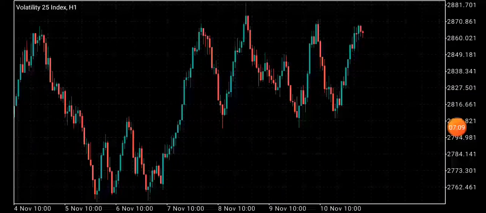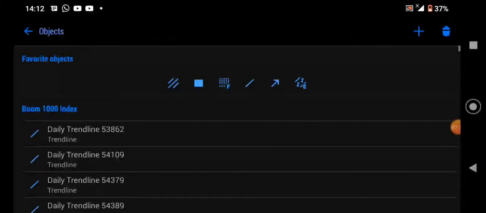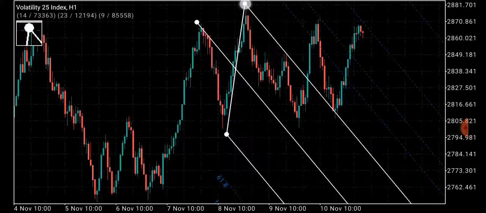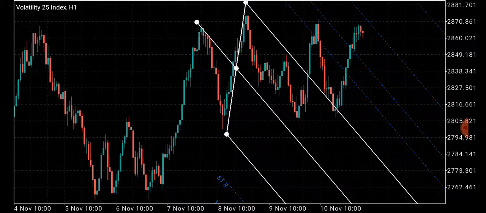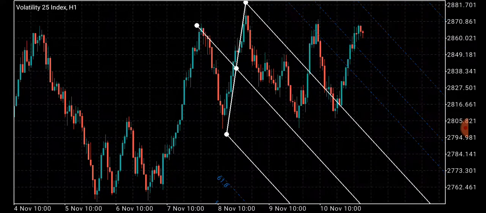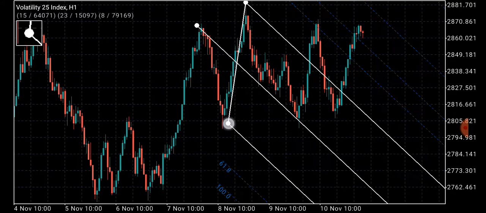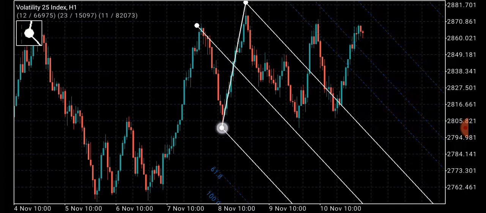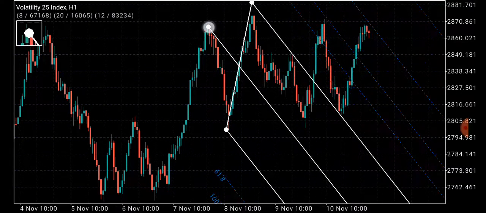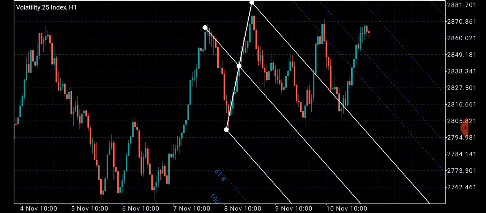Okay guys, I think I've seen another formation here, so let's apply it. 1, 2, 3. You can see it played out here. I've always told you guys that there are different ways you can use this Andrews Pitchfork. Another way to use it is as breakout and retest. So let's see now.